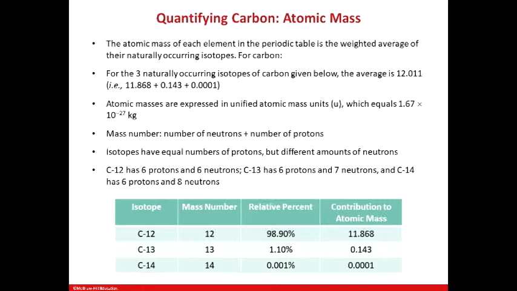Isotopes have an equal number of protons but a different number of neutrons. Here on the slide we show 6, 7, and 8. So make sure you memorize that. That's 6, 7, and 8 here.